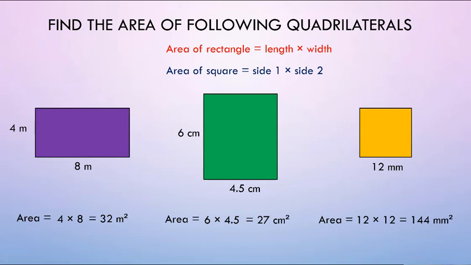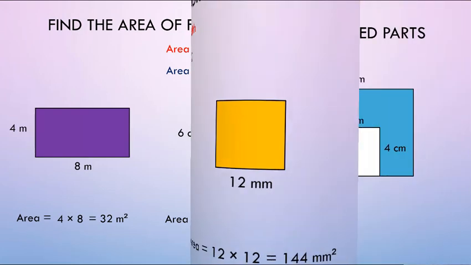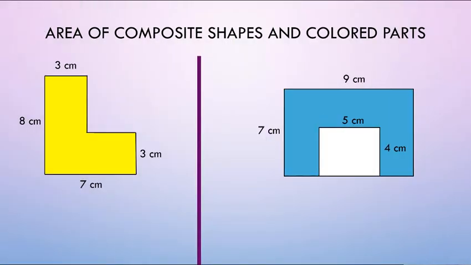And the last for today, we will look at some examples of how to find the area of composite shapes and colored parts. So you can see some weird shape, and we need to find the area, or space, inside of this shape. But if you look closer at this shape, you will see that if we separate it in two, we will have some quadrilaterals. So let's draw the line. And we will have two quadrilaterals, 1 and 2.